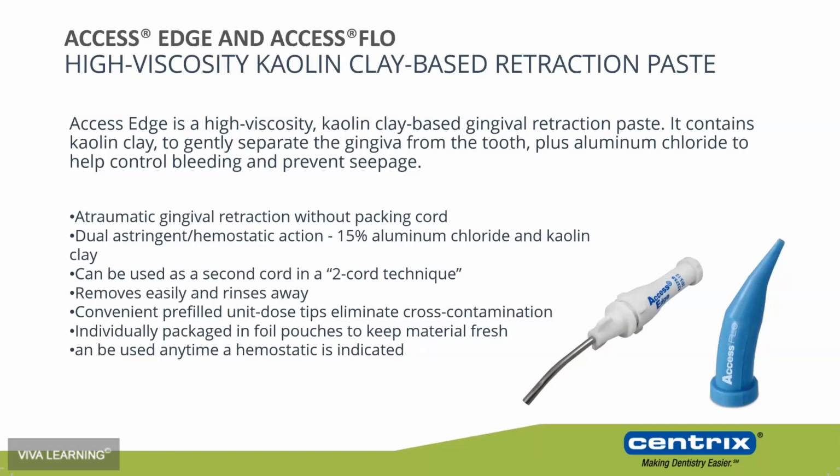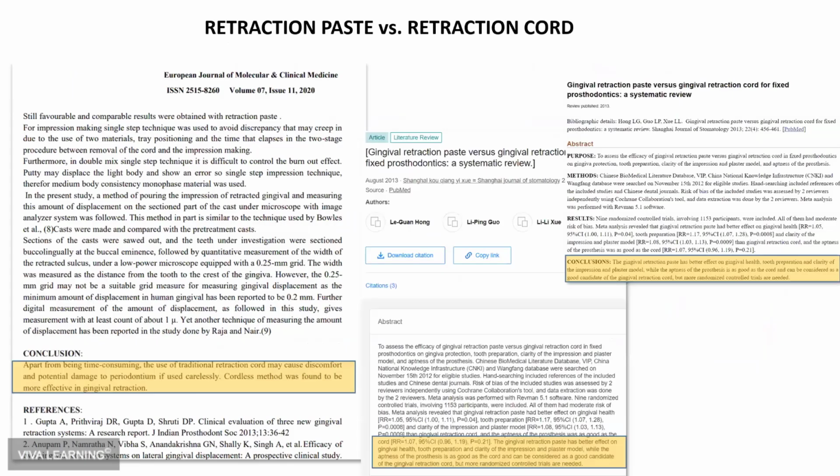There are some alternatives to the retraction cord. You can totally replace the retraction cord, or you can at least remove from your practice the second retraction cord. There are some pastes on the market. So you have an astringent paste which contains usually 50% aluminum chloride as astringent, together with kaolin clay to stop the bleeding and desiccate the gingiva, basically remove the water from the gingiva and lower the volume of the gingiva.